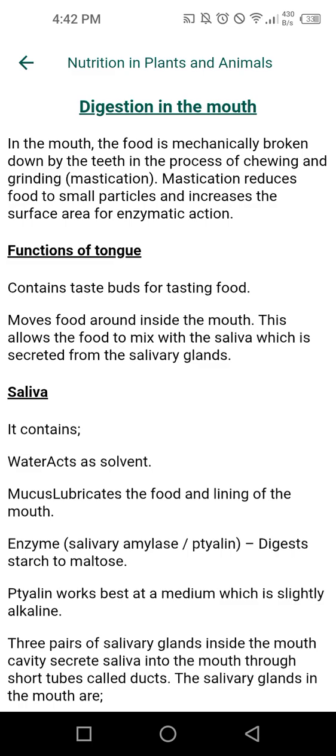Functions of tongue. Contains taste buds for tasting food. Moves food around inside the mouth. This allows the food to mix with the saliva which is secreted from the salivary glands. Saliva. It contains water, acts as solvent. Mucus lubricates the food and lining of the mouth. Enzyme, salivary amylase, ptyalin, digests starch to maltose. Ptyalin works best at a medium which is slightly alkaline.